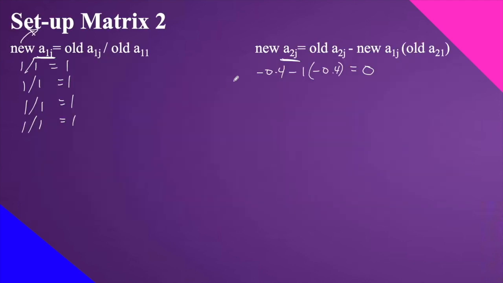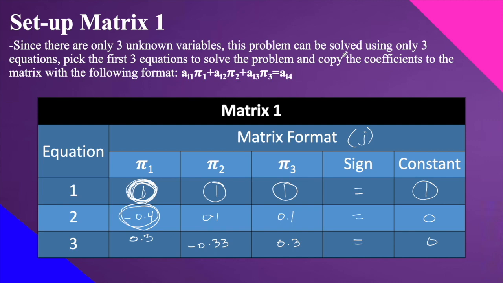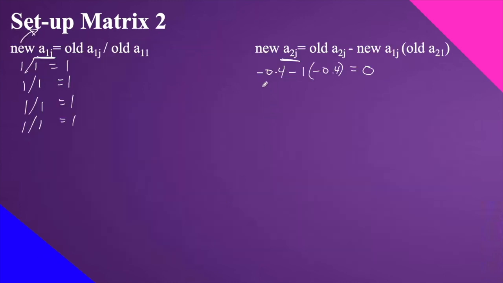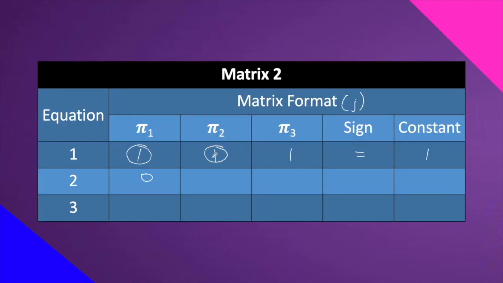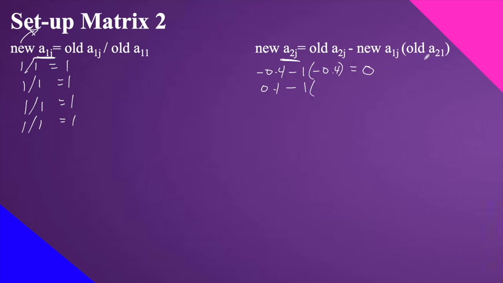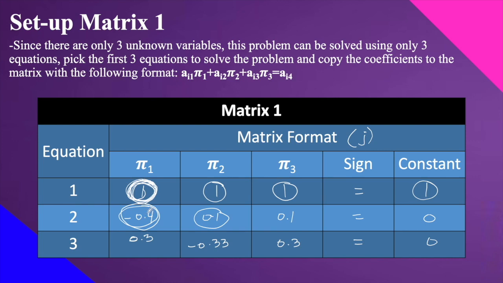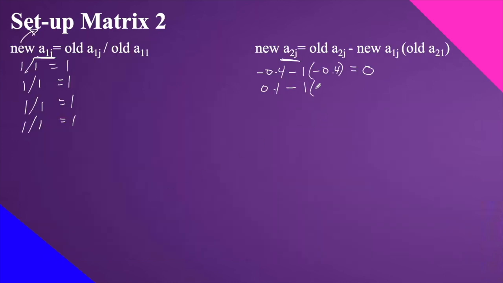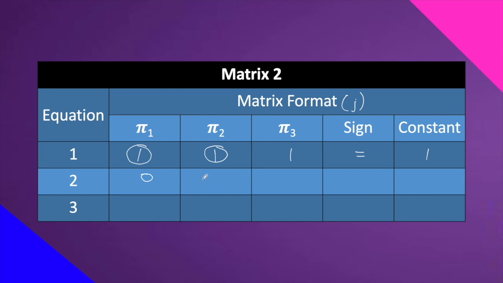Okay? So, next tayo. Old A sub 2j. Second J na po tayo. Ito na, old A sub 2j. Second J, 0.1. So, let's write it here. 0.1 minus new A sub 1j. Second J na ha. O, 1. So, 1 multiplied to old A sub 2, 1. Ito pa rin po siya, negative 0.4. So, negative 0.4 times 1, that is negative 0.4 pa rin. And magiging plus dahil may minus dito. So, 0.1 plus 0.4 is of course 0.5. That will be the value for our second column or second J, 0.5.